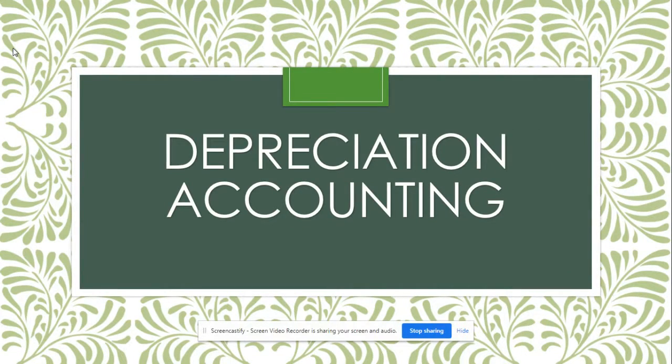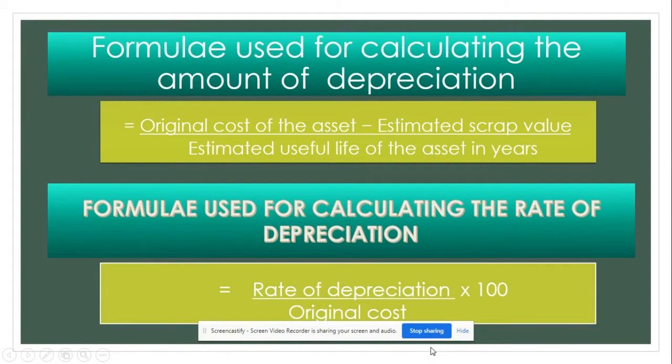This video is presented on the topic of depreciation accounts, and I have made two to three illustration sums to help you recollect the topic. The first one is the formula used to calculate the amount of depreciation. So what is the formula? It is the original cost of the asset minus the estimated scrap value, divided by the estimated useful life of the asset in years. By this we get the value, or the amount, of depreciation.